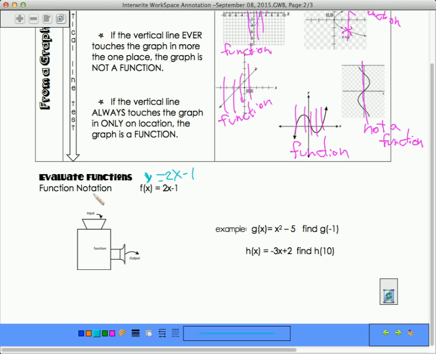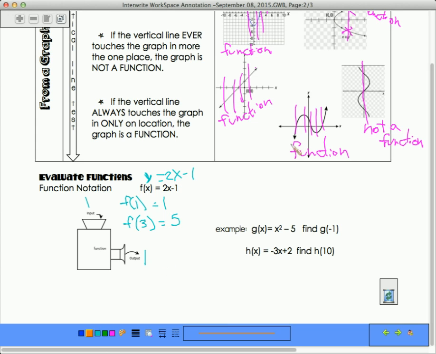For instance, if I were to put in 1, I put 1 in the spot and say 2 times 1 is 2, minus 1 is 1. So I would get out 1. So f of 1 would equal 1. What if I put in 3? I put 3 in my machine and see what I get out. My machine's going to take 2 times 3, which is 6, minus 1 is 5. So f of 3 is 5.